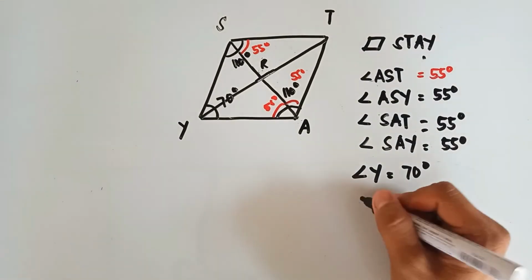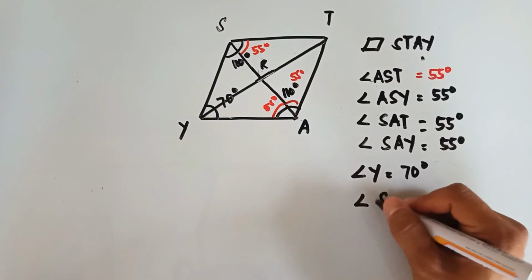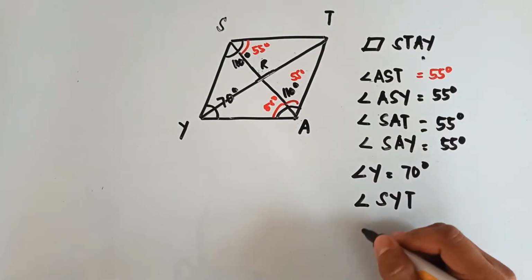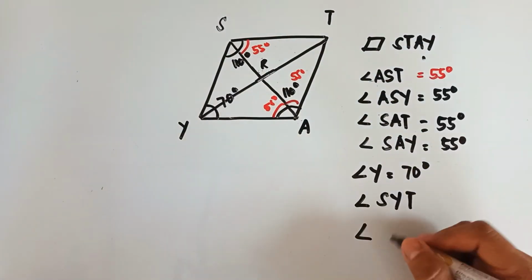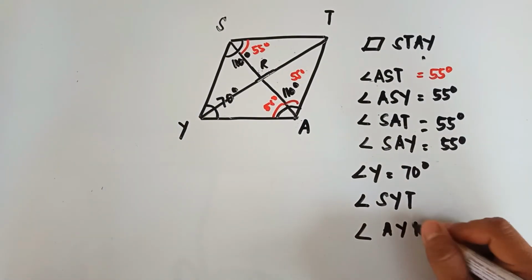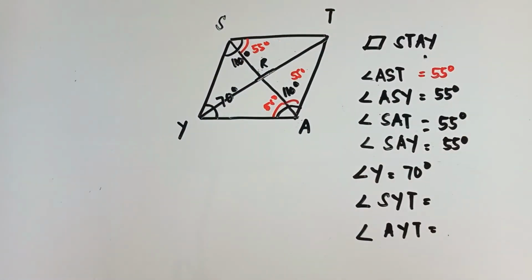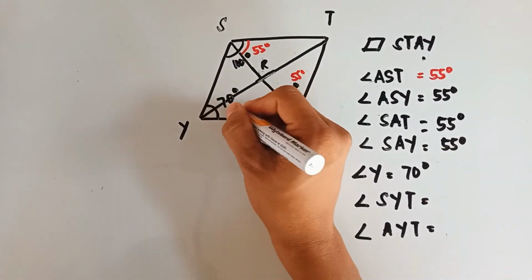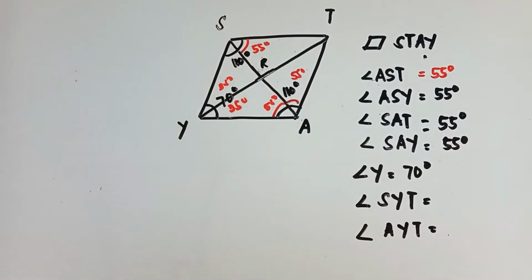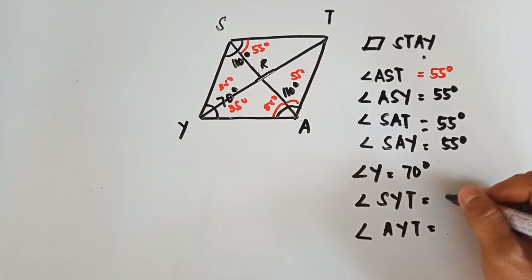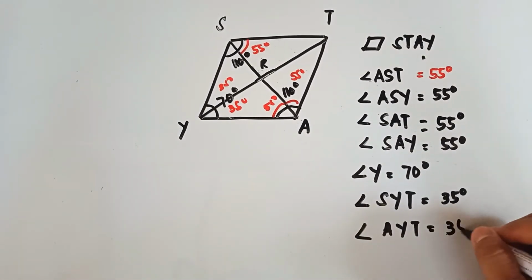Now, angle SYT and angle AYT are equal to what? This is 70, 70, so we will divide. This is 35 and this is 35 degrees. So we have SYT is 35 degrees. SAT is 35 degrees.